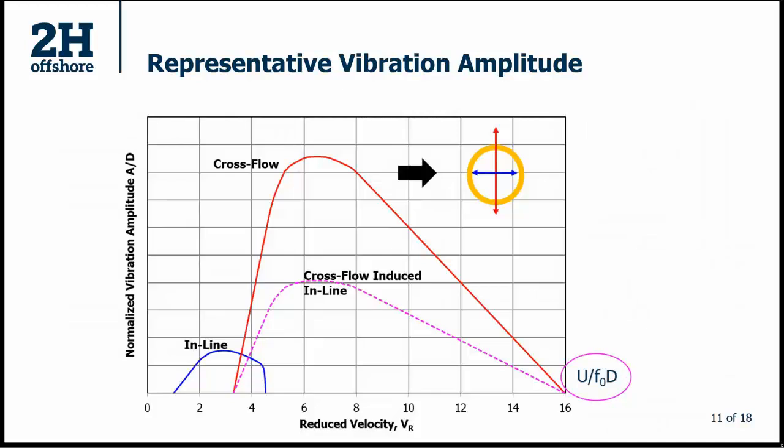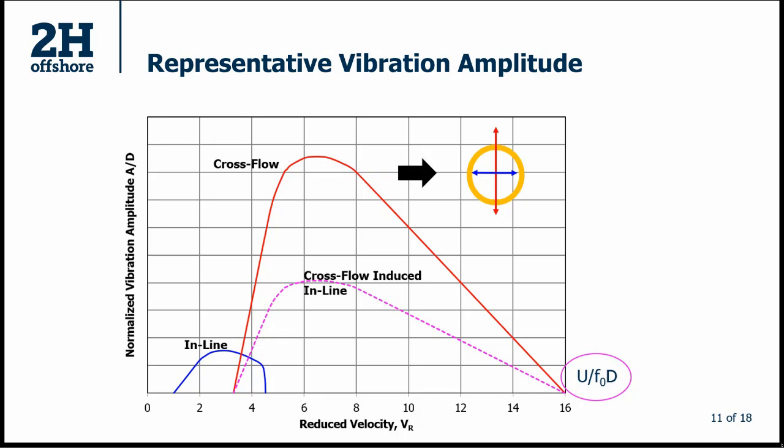So on the previous slide, we saw directions. Now here you can see a comparison of the vibration amplitude for different sources of VIV. And this is a plot from DNV RP F105. On your x-axis, you have reduced velocity, which is the inverse of your Strouhal number. And on your y-axis, you have the normalized amplitude, or amplitude of vibration normalized by the diameter of the pipe. And what you can see here is the highest amplitude of vibration is from your cross-flow VIV. And that amplitude is typically 1 times the diameter of the pipe.